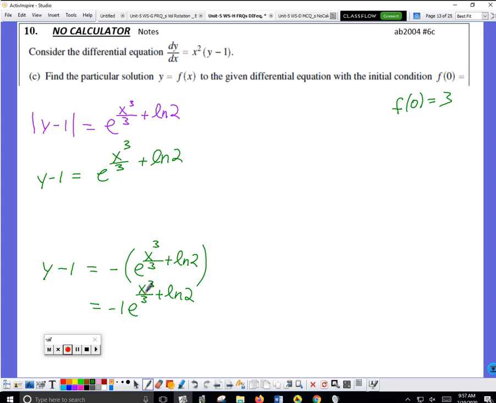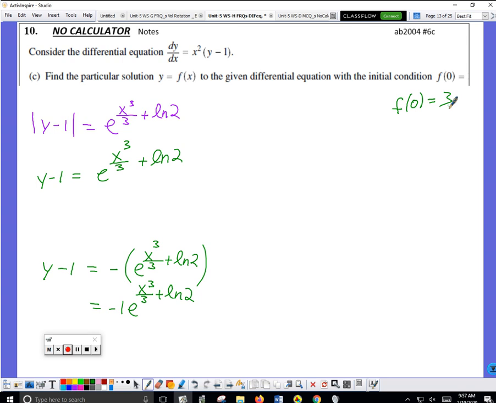What's 0 cubed? 0. Divide by 3? 0. Plus ln of 2? ln of 2. Come on, stay with me. What's e raised to the ln of 2? 2. Times -1? -2. If I bring the 1 over, I'm going to have -2 plus 1, which is -1. That didn't work. It needs to be 3. Don't worry.